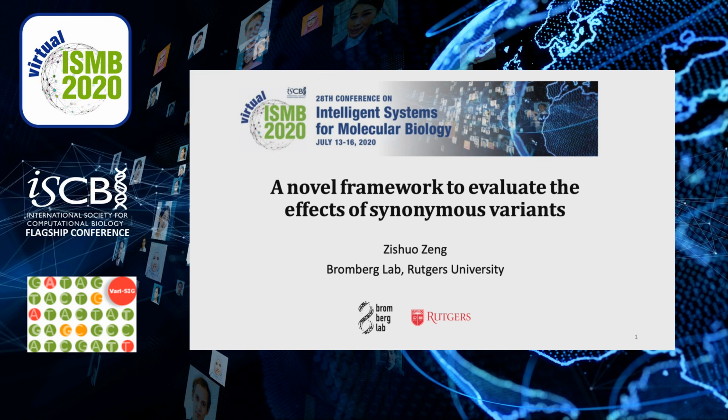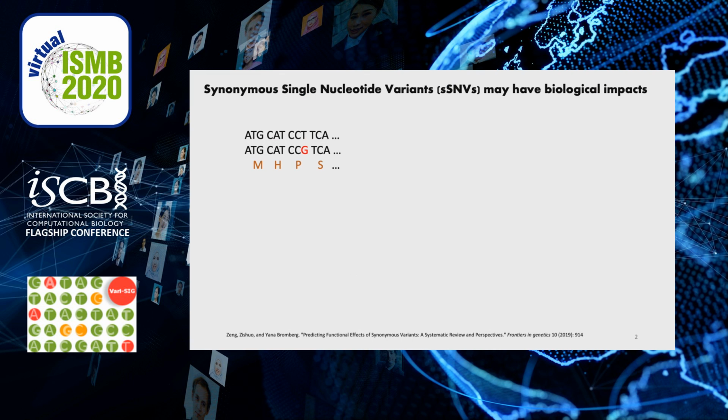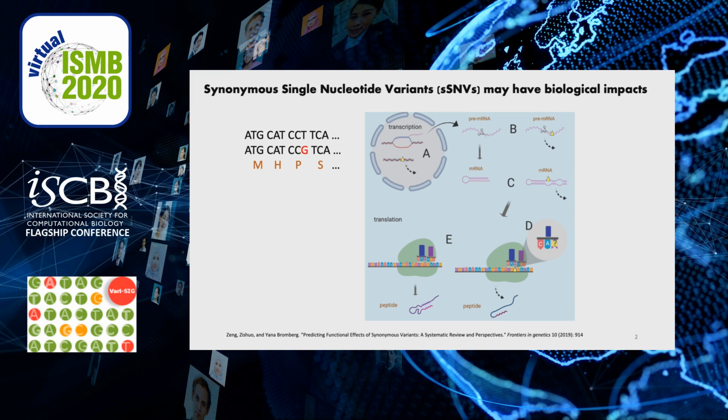Today my topic is a novel framework to evaluate the effects of synonymous variants. Synonymous variants are the nucleotide variants in the coding sequence that do not change the protein product. For this reason, many people may overlook their effects. In fact, they can affect biological functions in many ways, including transcription, splicing, stability of the mRNA, co-translational folding, tRNA wobble, etc. Therefore, they can potentially lead to disease.